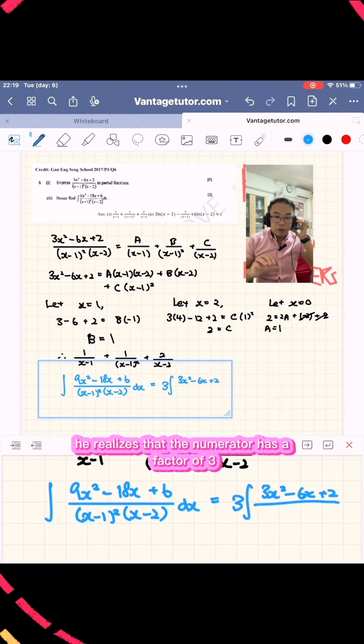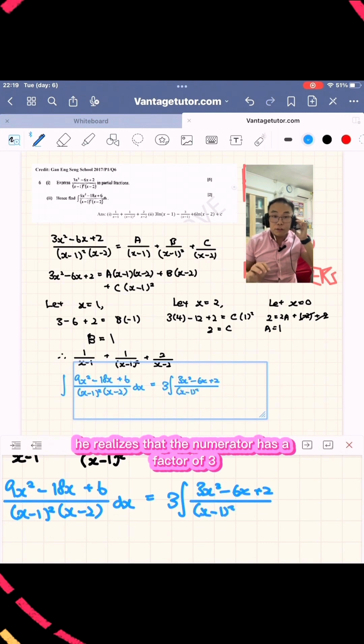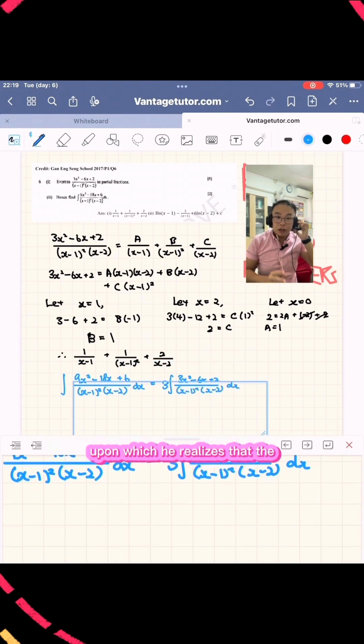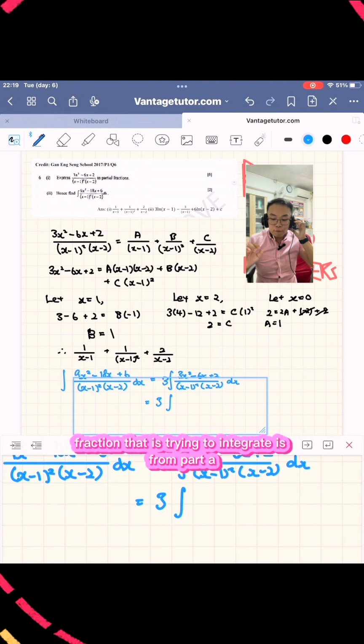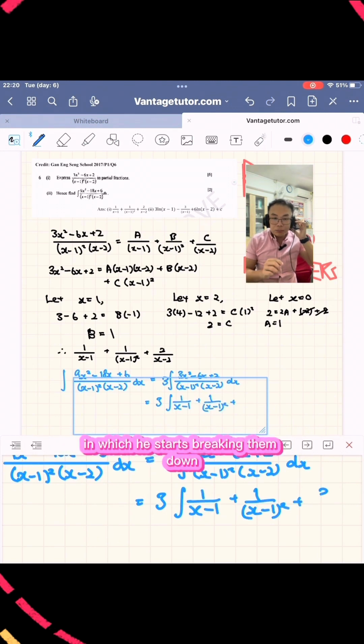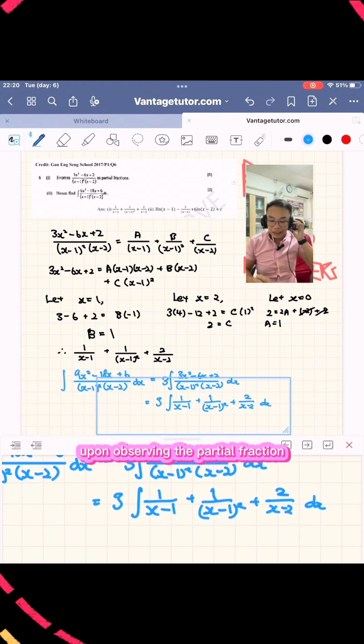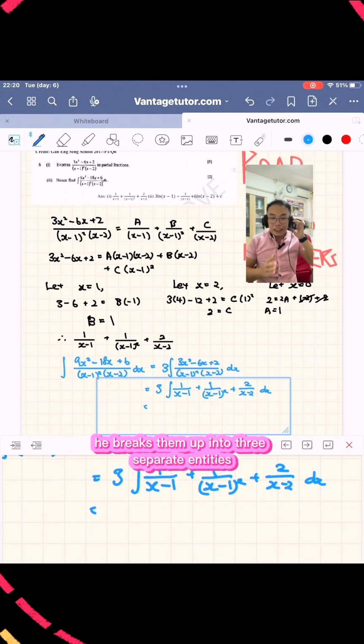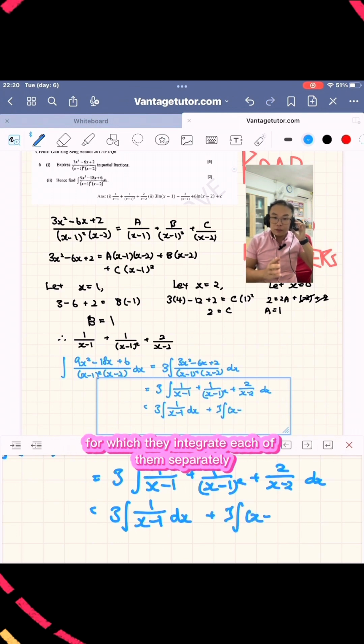You can see he realizes that the numerator has a factor of 3, which factorizes out, upon which he realizes that the fraction he's trying to integrate is from part A, in which he starts breaking them down into partial fractions. Upon observing the partial fractions, he breaks them up into 3 separate entities, and integrates each of them separately.